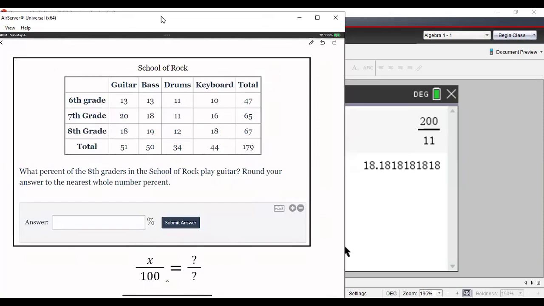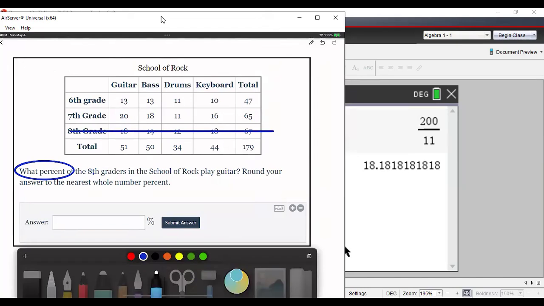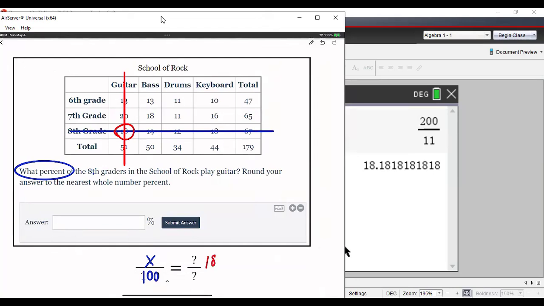Okay, in this one, they want to know what percent. So that's going to be X over 100. And then it says of the 8th graders play guitar. So we're going to go 8th graders, going to draw a horizontal line there. And then we're going to go to the other category, that's guitar. And you can see that there are 18 8th graders who play guitar. So that's going to go here on the top right.